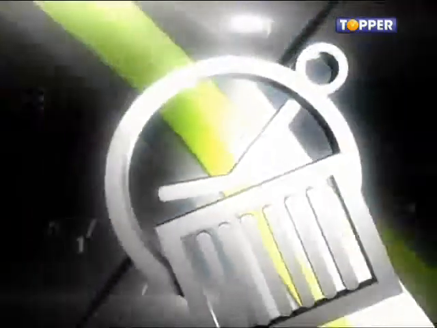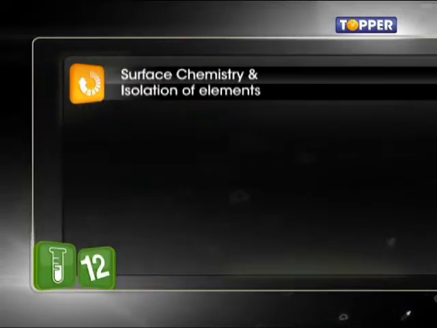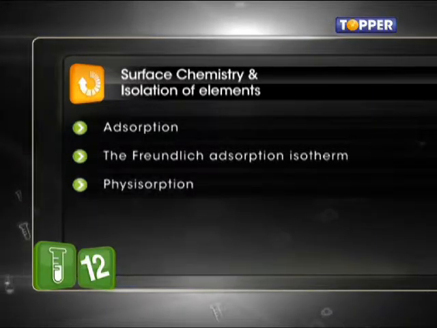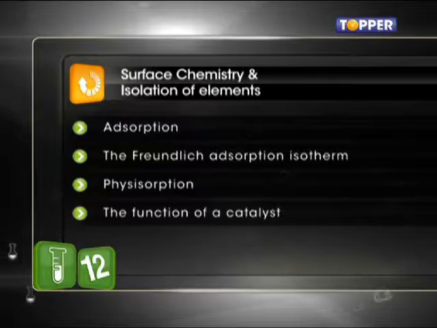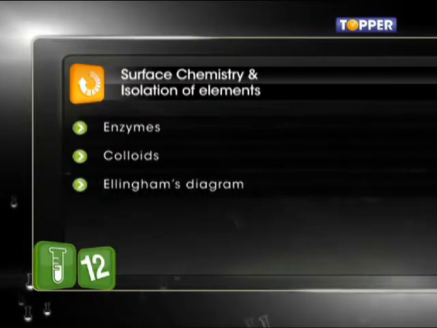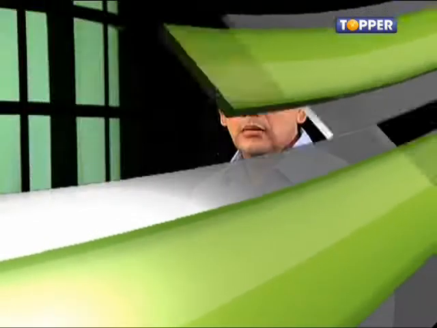But for that, let's brush up what this chapter entailed. In this chapter, we learnt about adsorption, the Freundlich adsorption isotherm, physisorption, the function of a catalyst, enzymes, colloids, Ellingham's diagram, and lastly, the refining of metals. I hope all that had swung out of your mind has come back and now you're all set to go for the exam series. But before doing so, let's take a look at the kinds of abilities that you'll be tested on.